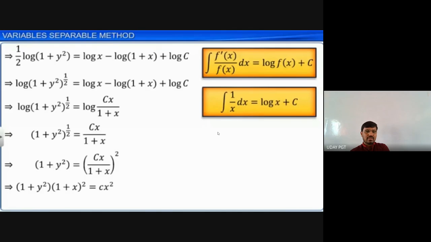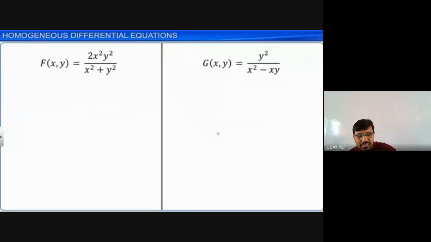Next, the equation we finally get is 1 plus y square into 1 plus x square equal to C square x square. You may get doubts about this, but C square is considered as a constant.